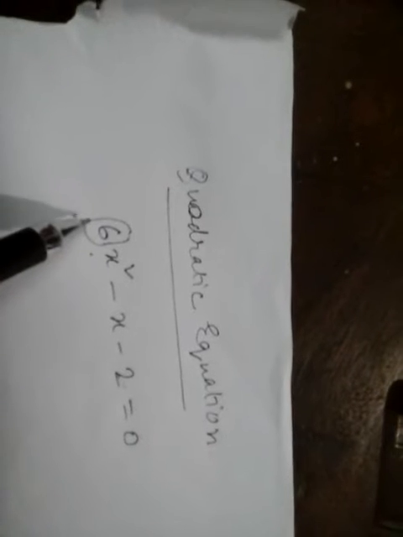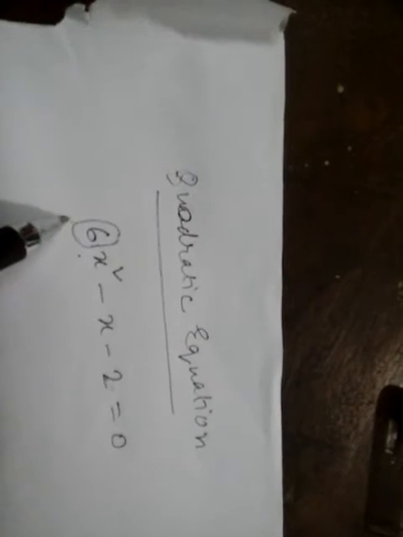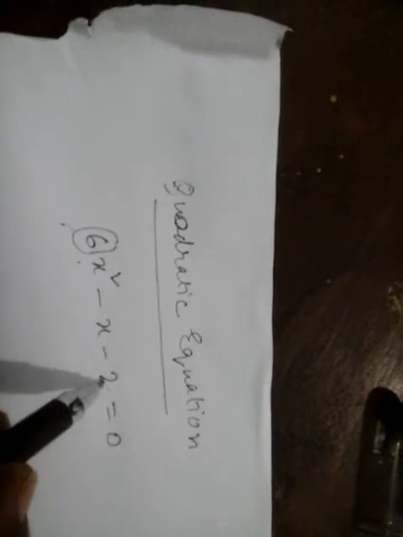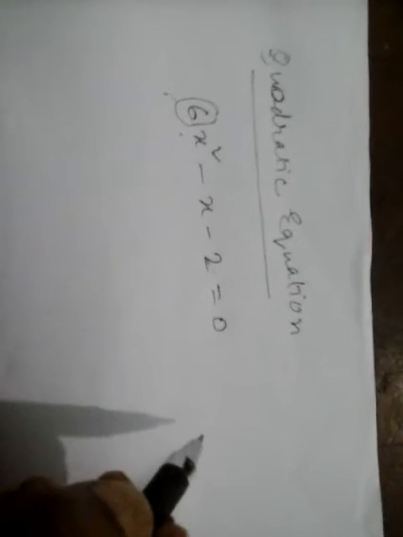So what we have to do? We have to multiply the coefficient of x squared, that is 6, with 2. So after multiplying it, what we get? 6 into 2 is equal to 12. Okay, now we have to find the factors of 12.